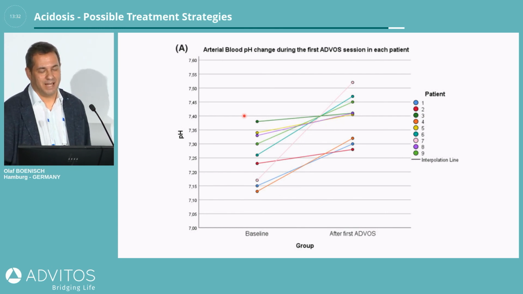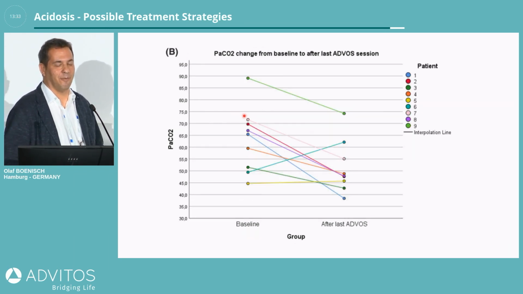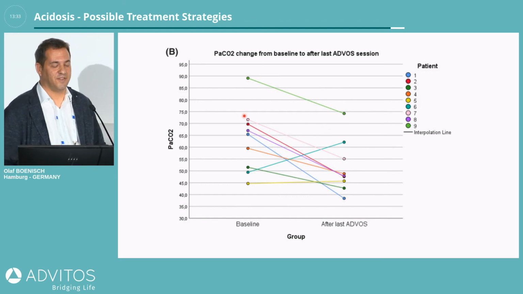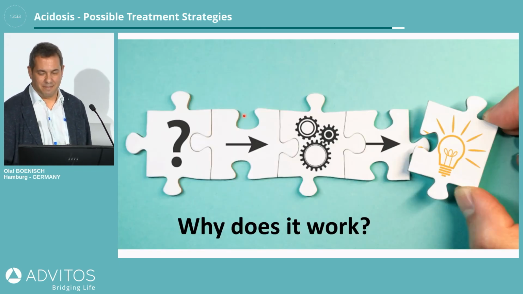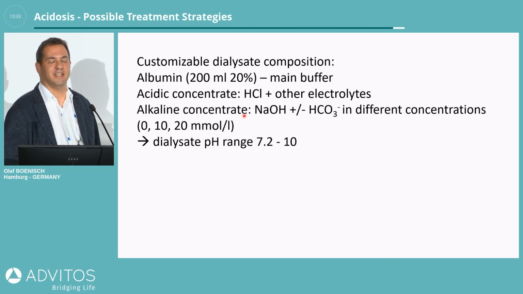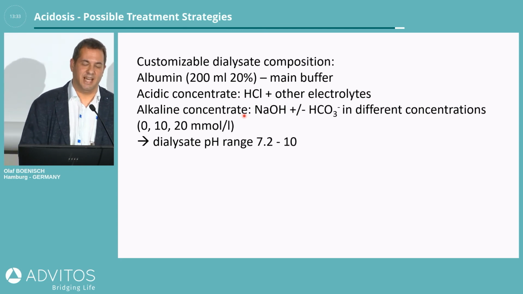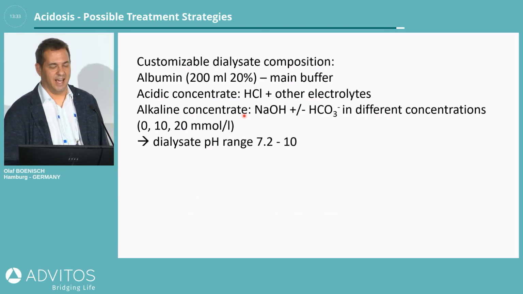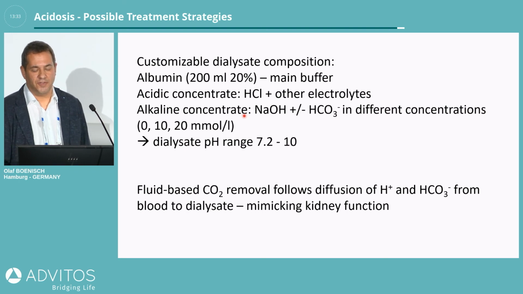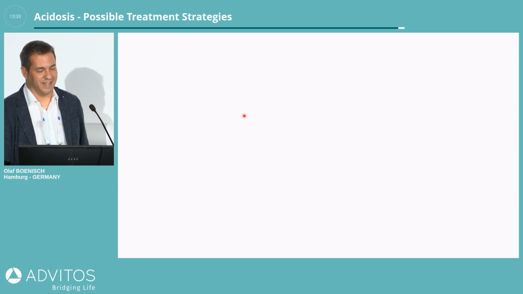So you see that the blood pH increases in these patients after the first session, and from baseline to the last ADVOS session, you see the significant decrease in the PaCO2. So why does ADVOS work? The main thing is that you can customize the dialysate composition. First of all, you have albumin in the dialysate, which acts as the main buffer. Then you can adjust the dialysate pH between 7.2 and 10 by different adjustment of acidic concentrate and alkaline concentrate. The CO2 removal follows the diffusion of hydrogen ions and bicarbonate from blood to dialysate, which is similar to the function of the kidneys.